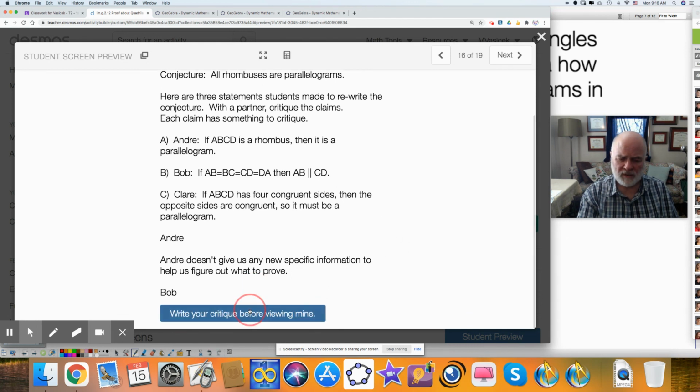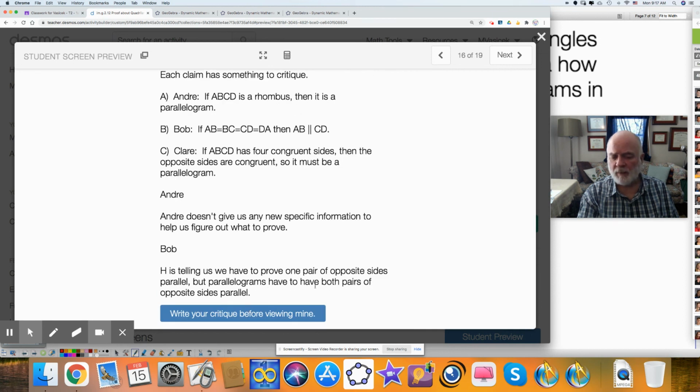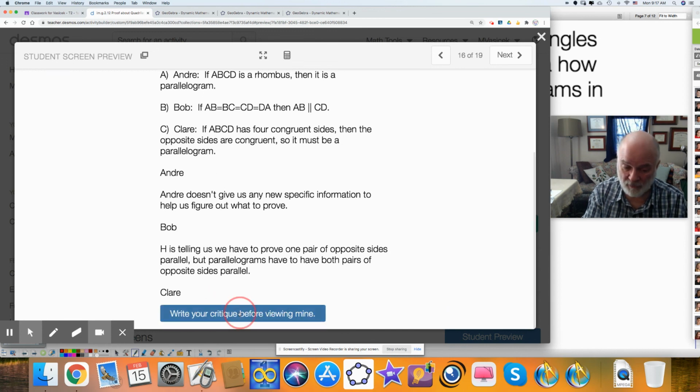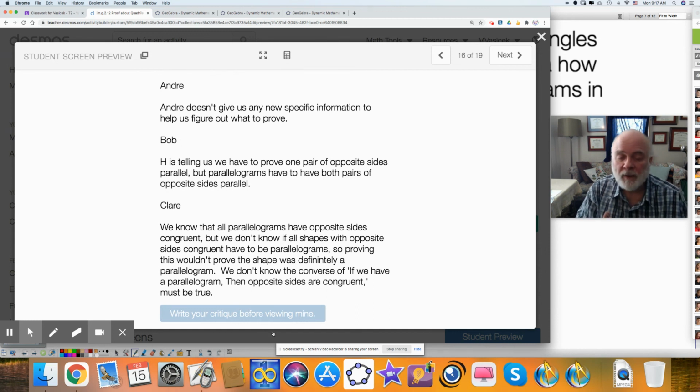Well, what's wrong with this is that it still doesn't give us enough to prove that the opposite sides are parallel. Both pairs of opposite sides have to be parallel to be a parallelogram. Claire says if ABCD has 4 congruent sides, then the opposite sides are congruent, so it must be a parallelogram. And this is off because we know parallelograms have opposite sides that are congruent, but we don't know that all shapes with opposite sides that are congruent have to be parallelograms, so we don't know the converse to be true. Proving this wouldn't prove that the shape was definitely a parallelogram, because if we knew the converse was true, then it would be, but we don't know that.